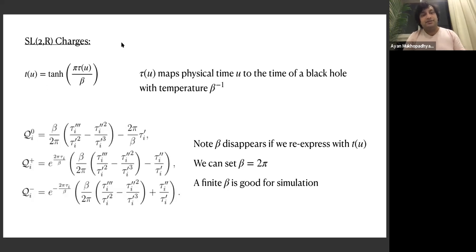And if I rewrite the SL2R charges in terms of tau of U, it looks like this. But actually, if you write everything in terms of T of U, then this beta disappears. So beta is a fictitious variable. It simply sets a reference state for us, which helps us to do some simulations better. So a finite beta is simply good for simulation. Beta can be chosen arbitrarily, and we set it to 2 pi.